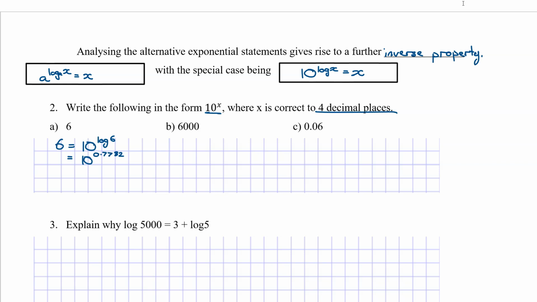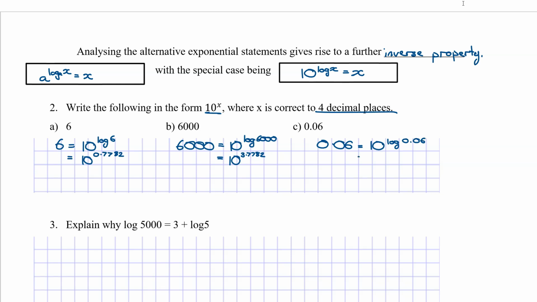Now for B, we're going to get 6,000, and we want to write 6,000 as 10 to the power of something. So we're going to go 10 to the power of log 6,000. Evaluating that using our calculators, we're going to find that is 10 to the power of 3.7782.